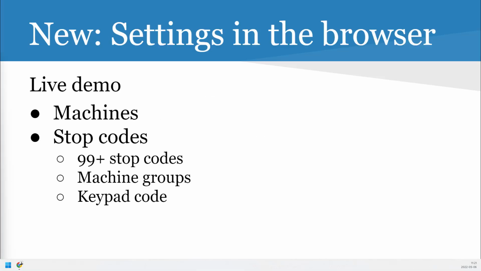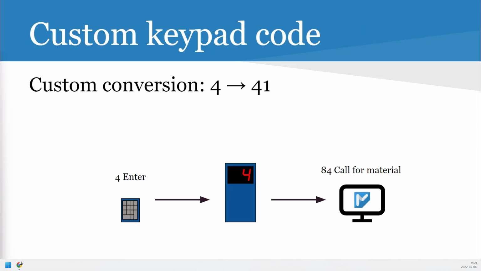So I've shown you the machines and stop code settings, and one more explanation how it can work. You can have operator enters stop code 4. It shows stop code 4 on the MUR-Box, but in the system it's recorded as a different stop code. And this allows you to have more than 99 stop codes but still make them available on the keypad.